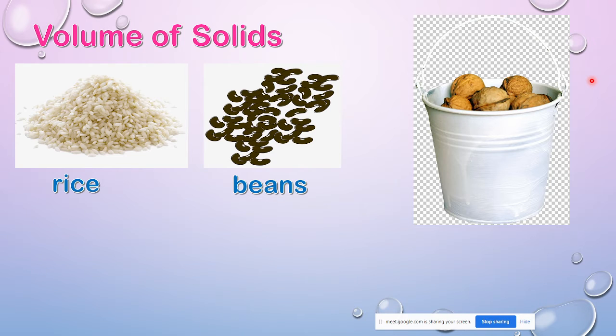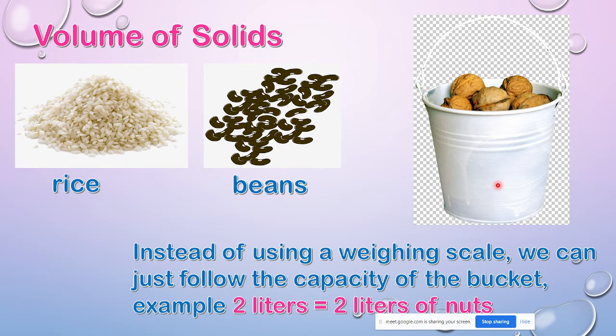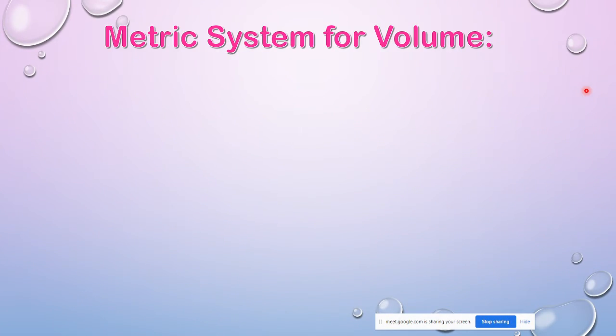Yes, okay. Now, for example, this bucket is 2 liters. So, since it is full of nuts, you will know that you have 2 liters of nuts. Okay. Now, what are the metric units for volume? There are two that we use. In weight, we use kilogram, gram, hectogram. How about in volume? What do we use? We use milli... milli what?